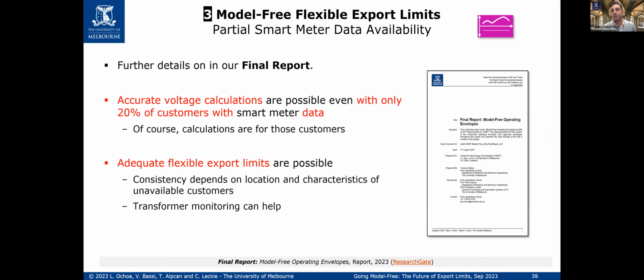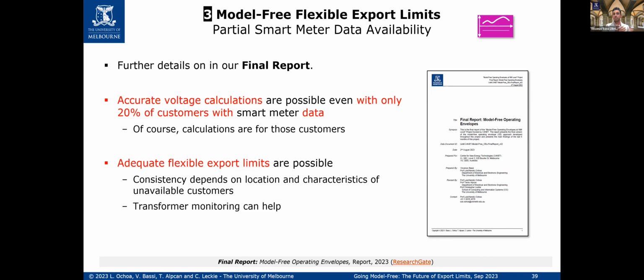So finally, I already spoiled a little bit about this, but you can see more details about partial smart meter data availability in our final reports. But what we can say for now is that we are going to obtain accurate voltage calculations. These are possible even when we are considering only 20% of the smart meter data available. And of course, we're considering calculations for those customers that we can see. We cannot estimate for those customers that we are not seeing. This is not magic.